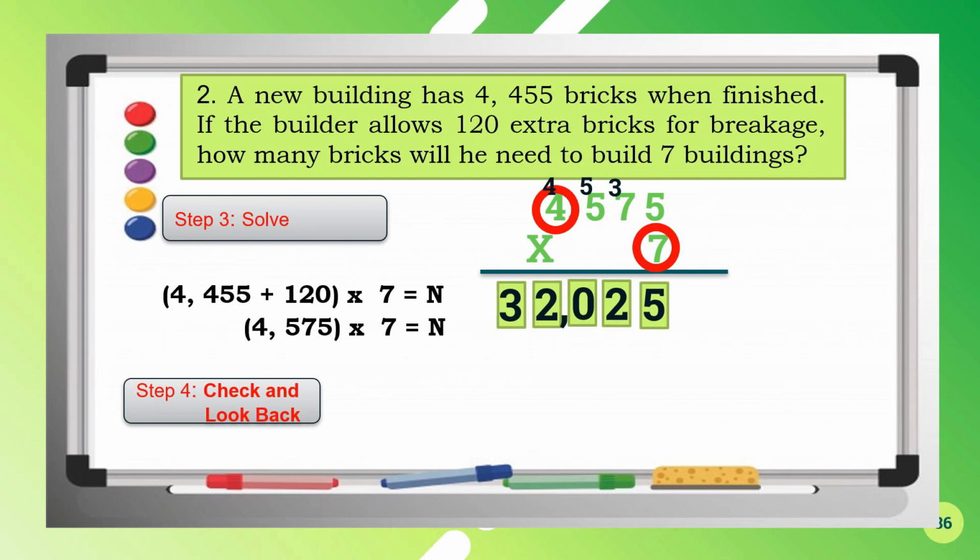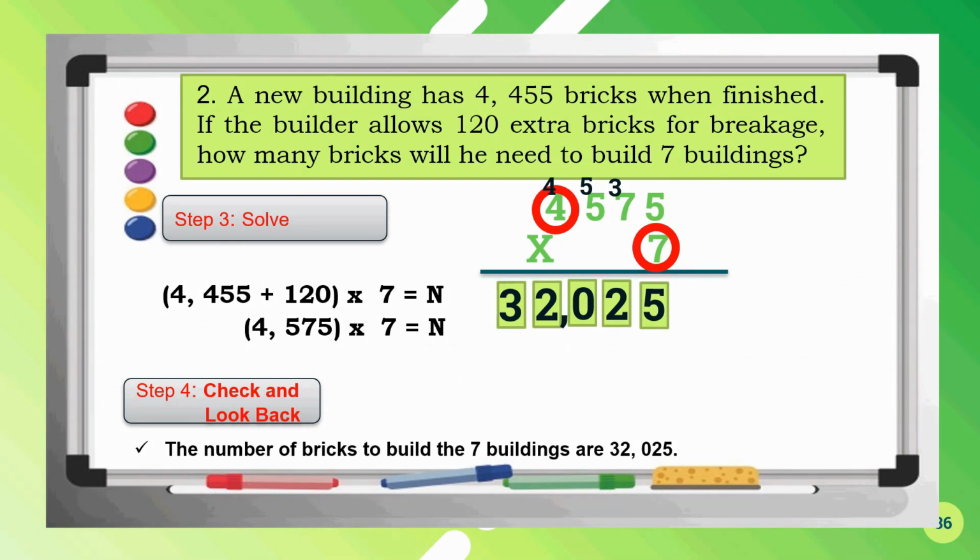Step 4, check and look back. So we need to write our answer in a complete sentence. So the number of bricks needed to build the 7 buildings is 32,025 pieces. Did you get the correct answer?